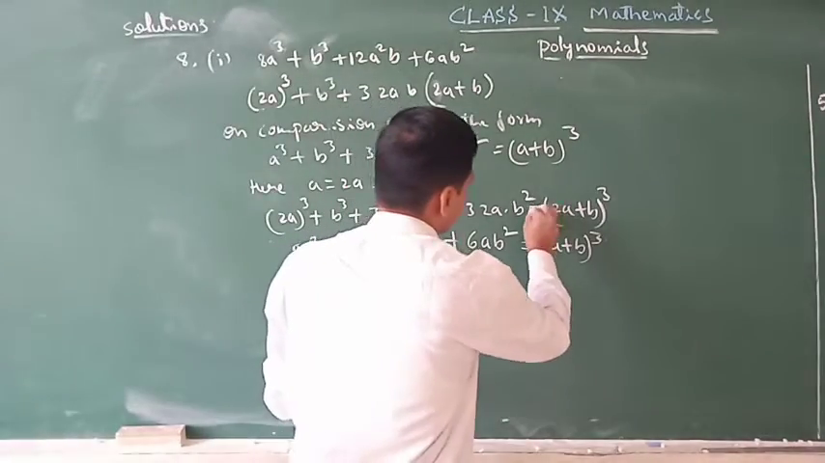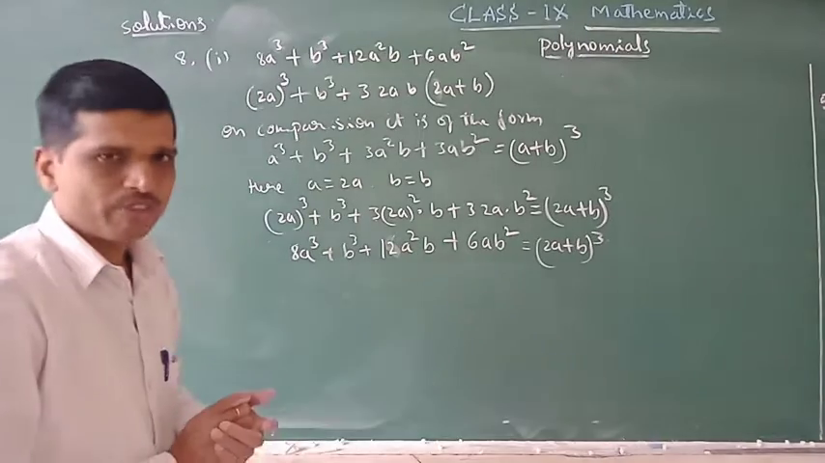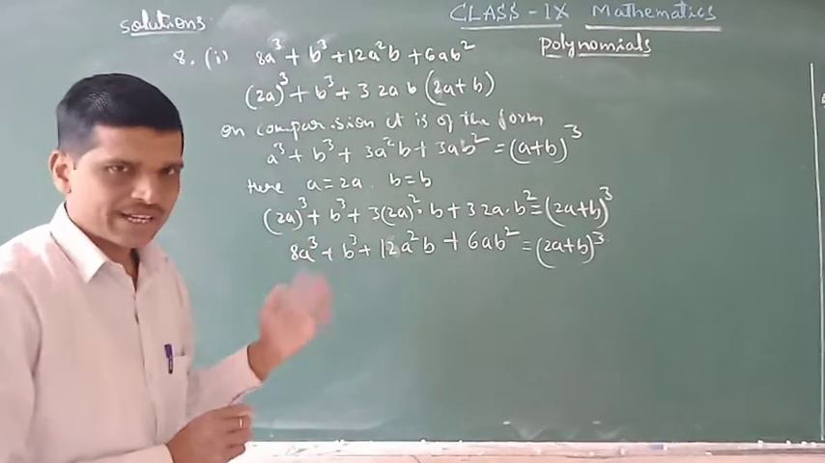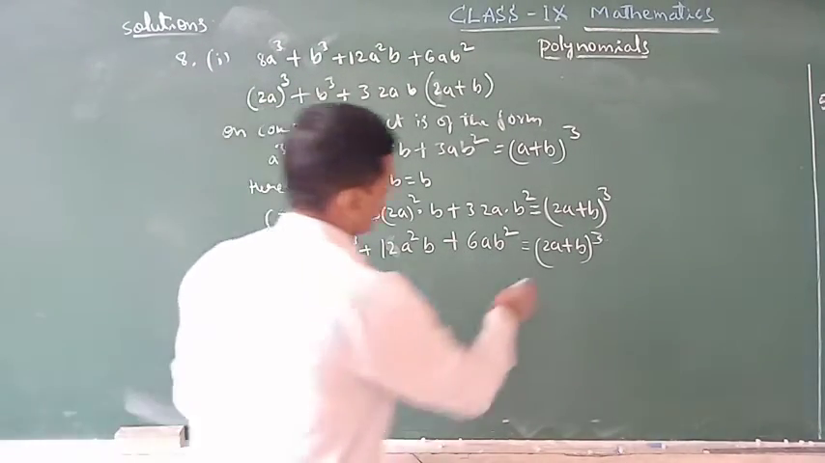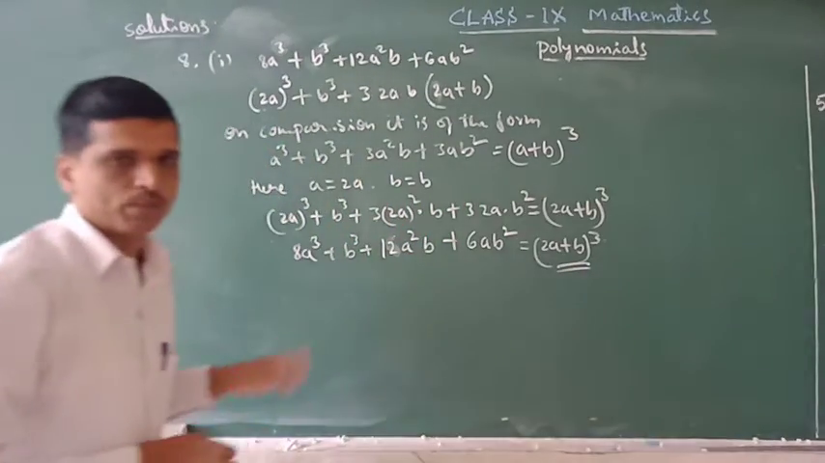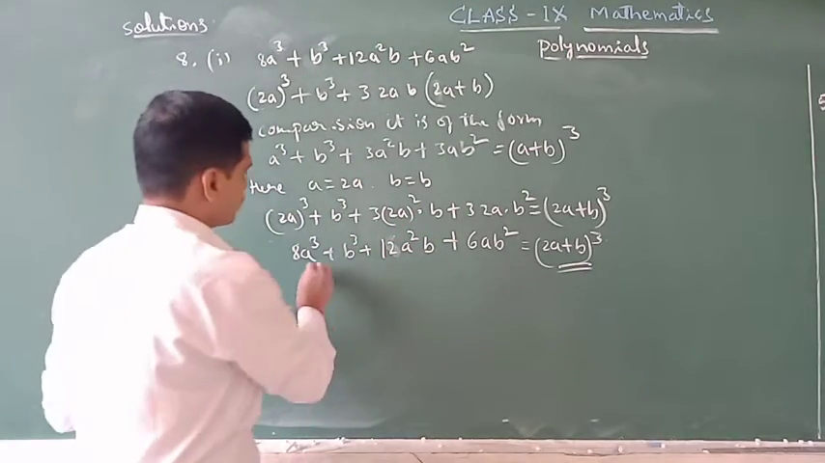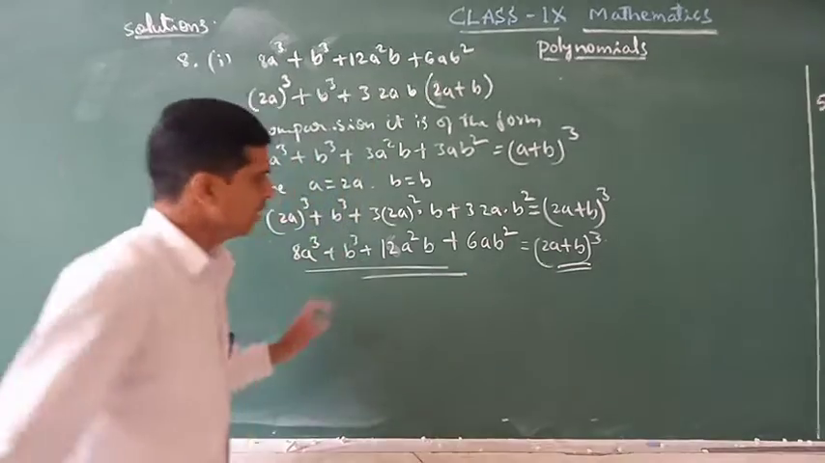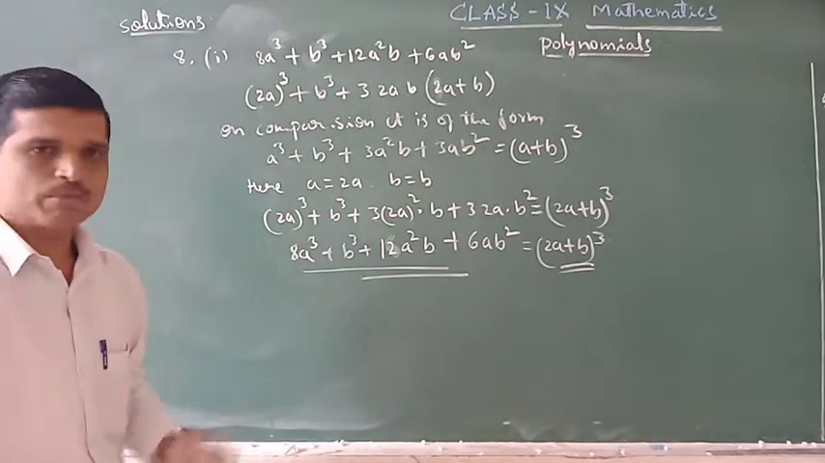Compare the left side and right side, whether the truth values are there, which means the identity is satisfied. Yes, it is satisfied. So therefore, one of the factors of this expanded complicated expression is (2a plus b) whole cube. It means 3 factors are there. Therefore, this solution is right for the given polynomial, that is (2a plus b) whole cube.